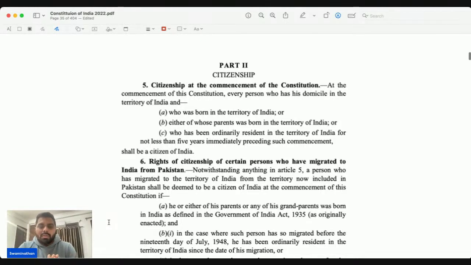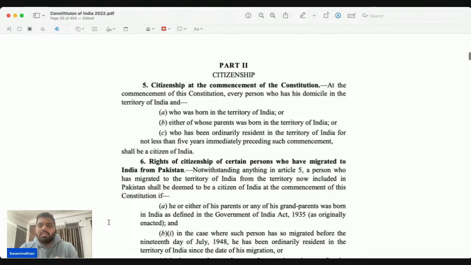But it does not talk about the people who were born after 1950. For that, under Article 11, power has been given to the Parliament, and Parliament, using that power, has enacted the Citizenship Act of 1955. Under that act, there are 5 ways of acquiring citizenship and 3 ways through which the citizenship of a person can be terminated or deprived, right? So let's understand this thing.